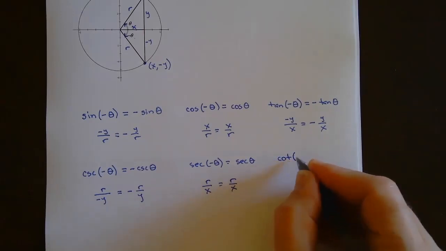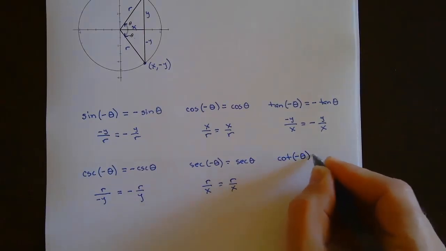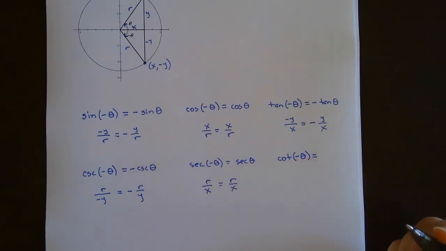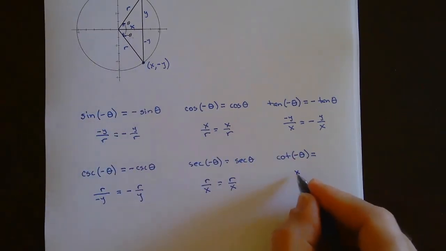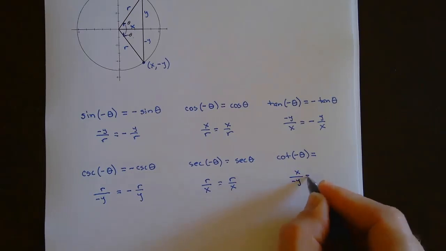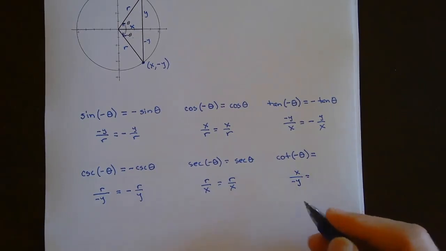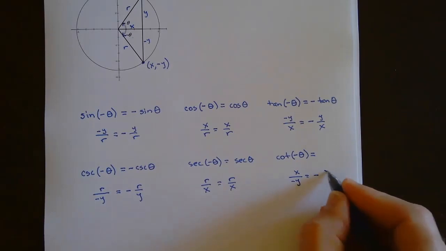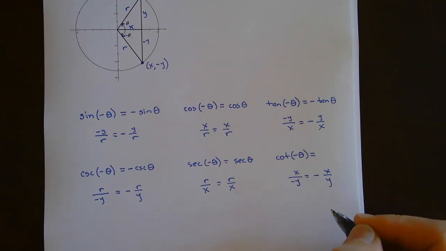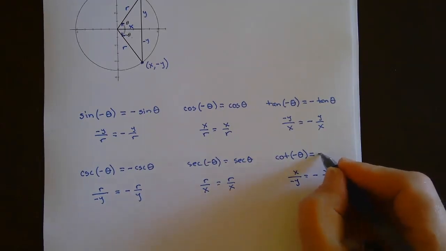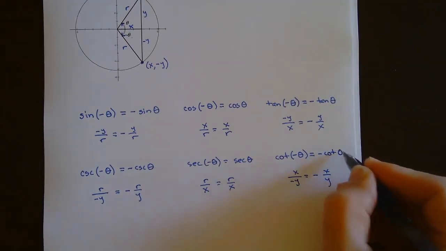Cotangent of negative theta. What is that one going to equal? Is it going to equal cotangent theta, or is it going to equal negative cotangent theta? Well, let's work it out. So cotangent of negative theta would be x over negative y. But x over negative y could be written as negative x over y. And x over y is simply cotangent of angle theta. So this would be equal to negative cotangent of angle theta.